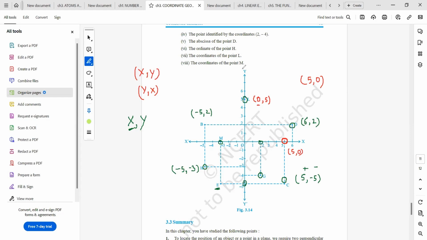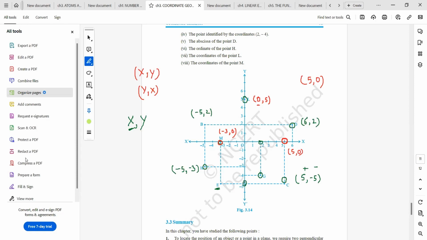So the coordinates of point M. This one. Point M, coordinates are -3, 0. Because on the x-axis it is -3 and y has traveled 0. Fine. So this is the way we can do it.